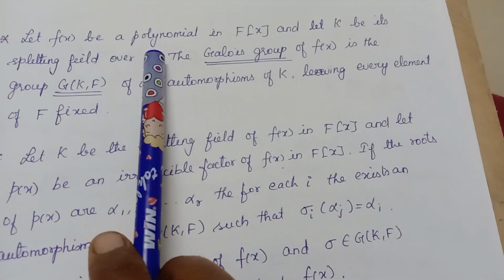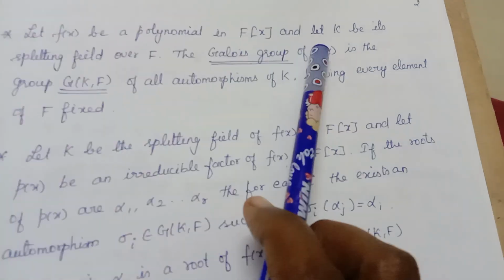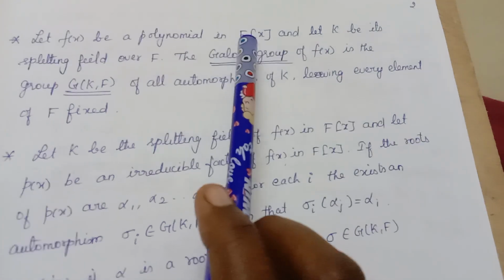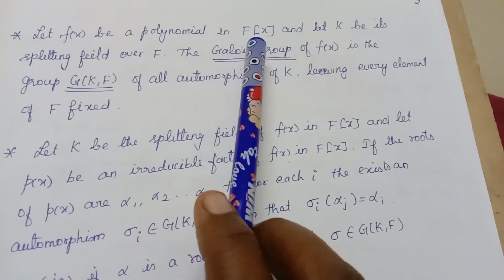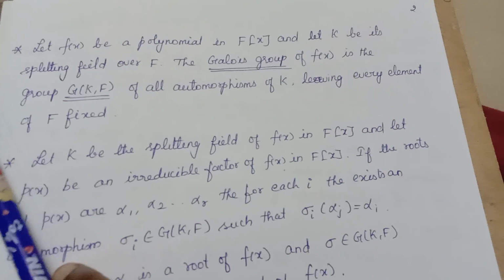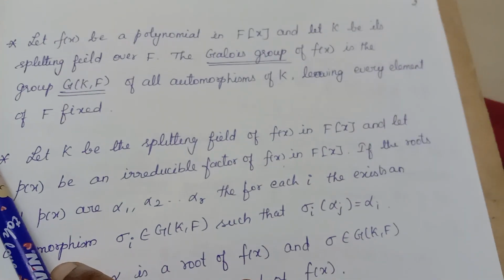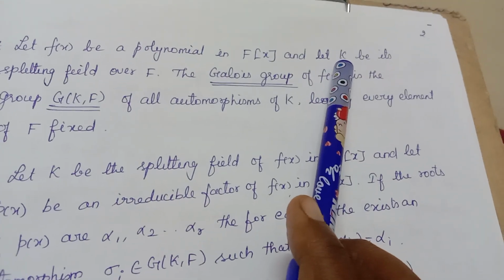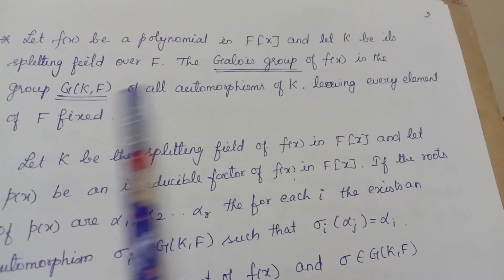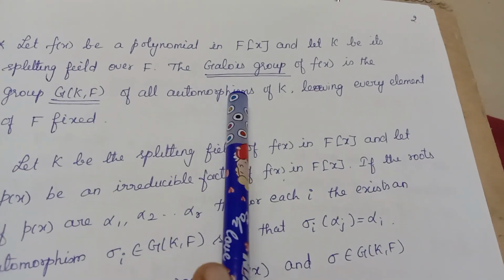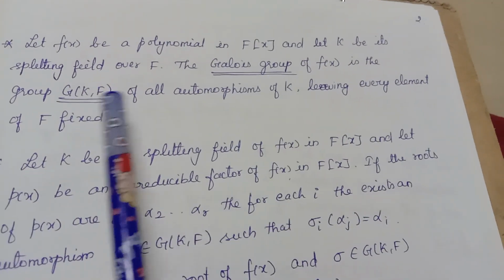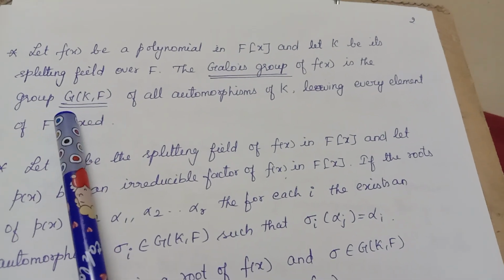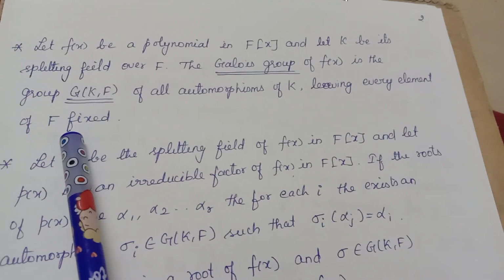Let f(x) be a polynomial in F[x] and K be its splitting field over F. That means we have a polynomial defined over the field F and this is irreducible over F. So, irreducible over F means we have to find its splitting field, no? Okay, and that splitting field, that extension field, we call it K. Then the Galois group of f(x) is the group G(K, F). What is the Galois group? The Galois group of f(x) is nothing but G(K, F), that is the set of all automorphisms of K which leave every element of F fixed.